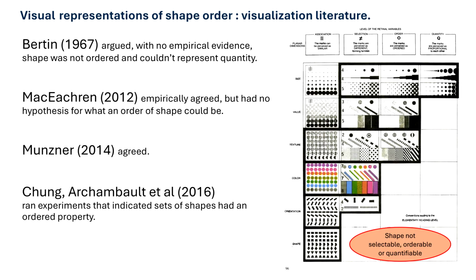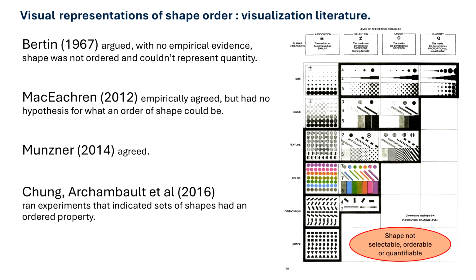In contrast, in the visualization literature, there's been a long history of ignoring shape as a possible visual cue. Going back to Bertin, 1967, who argued, without, as far as I know, any empirical evidence, that shape couldn't be an ordered quantity and couldn't represent quantities at all. In fact, he was quite dismissive of shape as a thing. He understood there were different shapes and you could use them for different things, but as an orderable cue, he didn't use that.